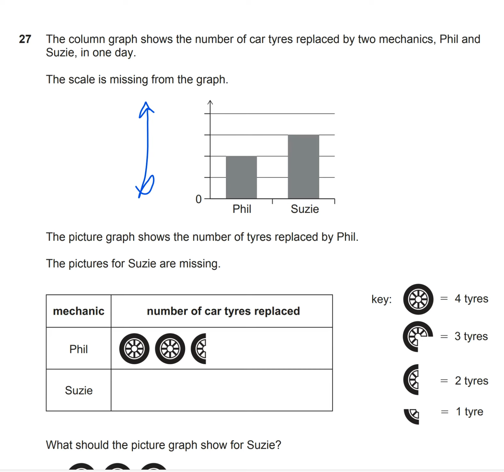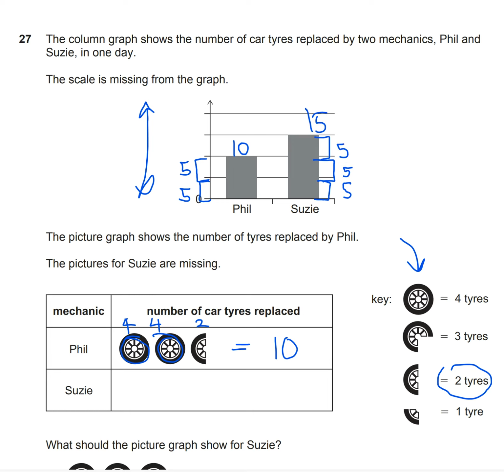Okay, so for Phil, let's count how many tires he's fixed. We have 4 from here, the key. We have 4, and we can see that 2 tires is half. So 4 plus 4 is 8 plus 2 is 10. That means that Phil did 10. You can see that Phil's graph occupies 2 portions, and it's 10. So that means that each portion will be worth 5. Now Susie's occupies 1, 2, 3 portions, which is a total of 15, or 5 more than Phil.